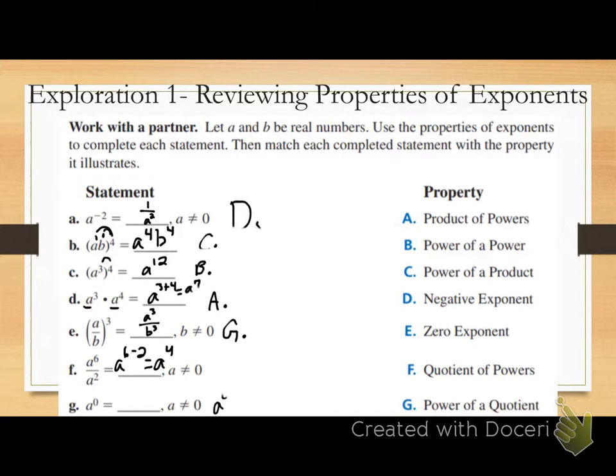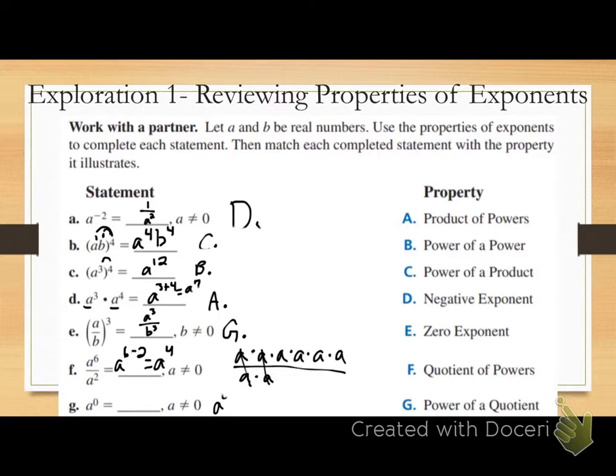Here's how we're able to do this. If I expand A to the 6th out, and I expand A squared out, what's going to happen with some of my A's? They're going to cancel out. 2 of my A's in the numerator are going to cancel out with the 2 A's in the denominator. I'm left with 4 A's in the numerator. So that'd be A to the 4th over 1, or just A to the 4th. That's why we're able to do that.